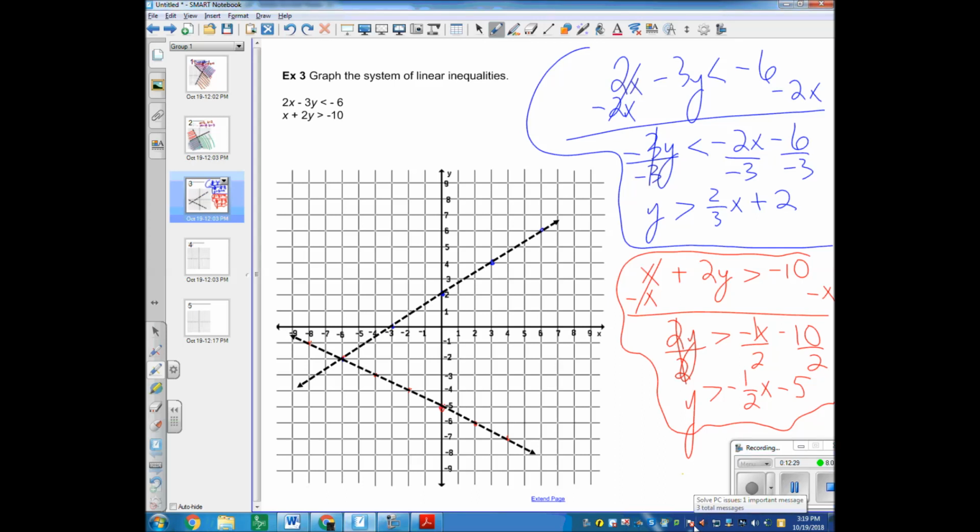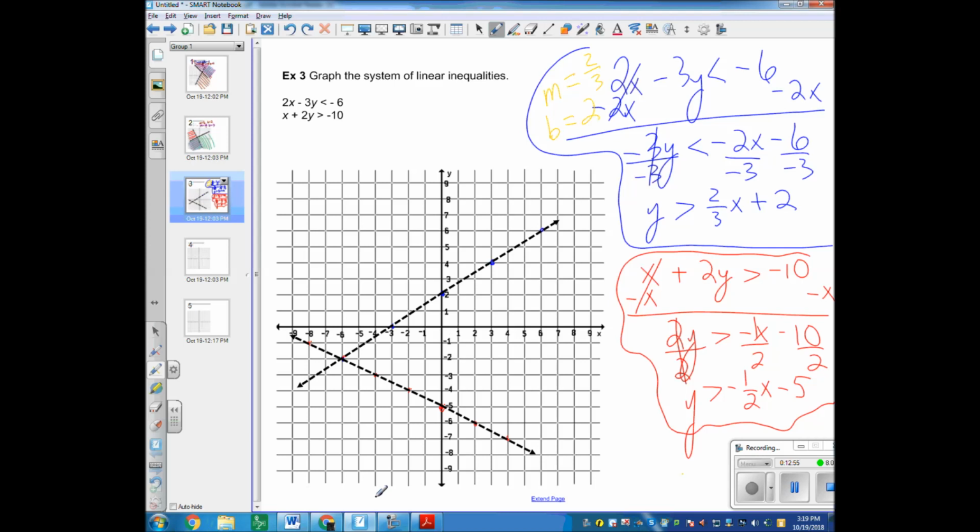All right then, check it out. This is what I got when I graphed the two lines. Let's start with the first inequality. It's telling me to start at 2 and then to go up 2, right 3, because the slope is 2/3. So up 2, right 3. I'll write the m and the b for us. M is 2 over 3, and our b was 2. So I started at 2, and then I went up 2, right 3.